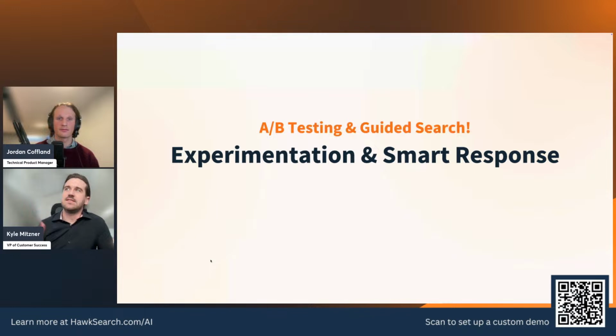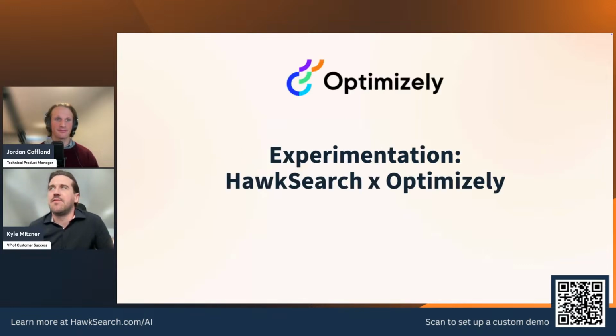Okay, so this webinar is all about experimentation. However, at the end, we do have a fun little smart response that we're going to show off as well. But the majority of it is going to be dominated by A/B testing experimentation. We're actually going to be using Optimizely experimentation. This will work whether you're using Optimizely or some other platform to run A/B testing. But we're going to show you how to do it in Optimizely and in HawkSearch.